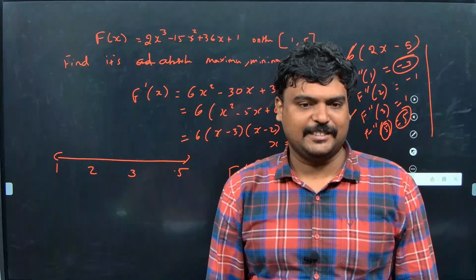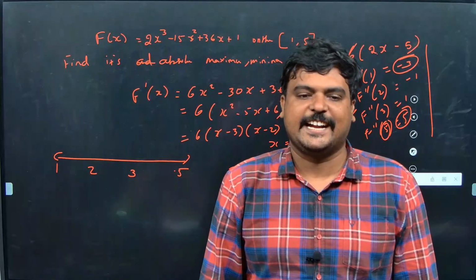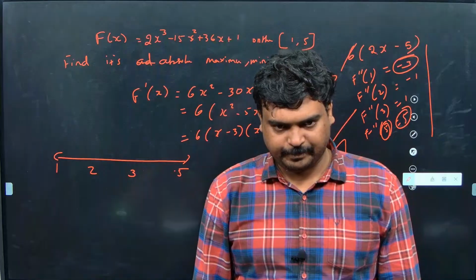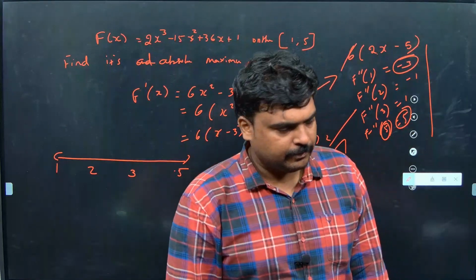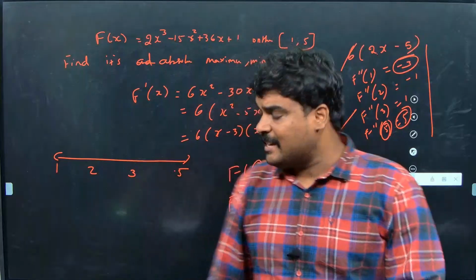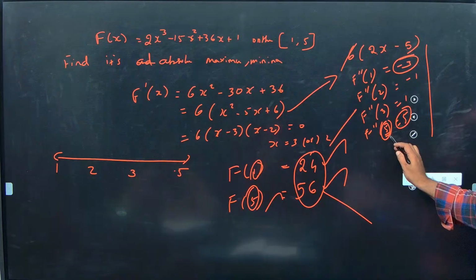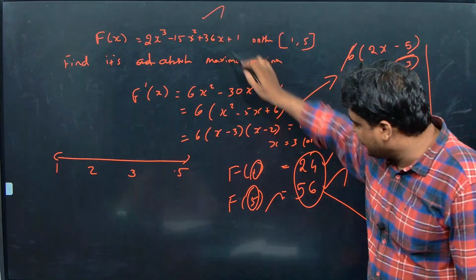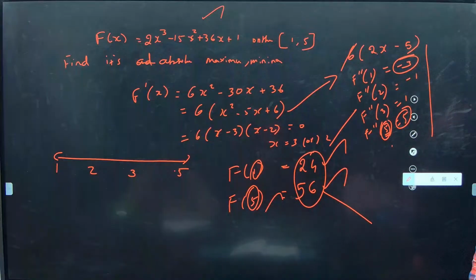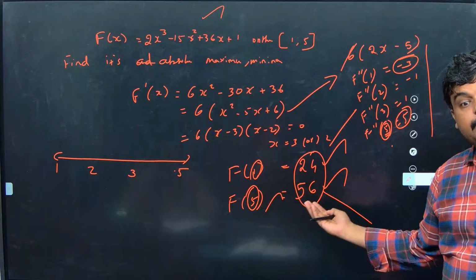எது இருக்கிறதுலே பெருசு? இப்போ -1 இருக்கு, -3 இருக்கு. Which is most negative? No man, I got 5 as point. This is 5. What is 5? Maxima. I want to substitute in f of x to get 56. Why am I substituting f of 5? Because to get the maximum value.